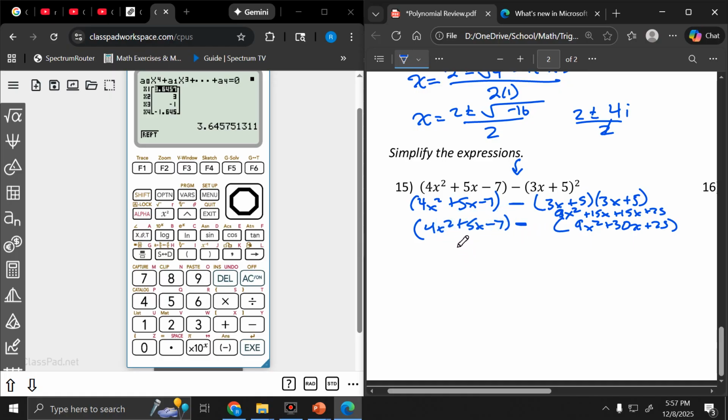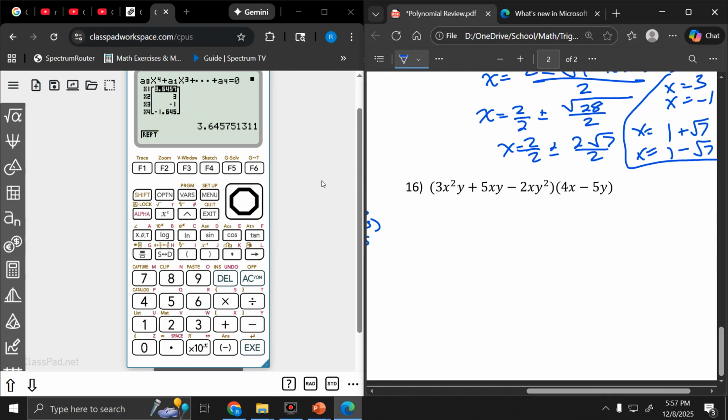Now I distribute that negative. There's nothing to distribute here, so the parentheses go away. Distribute this negative, minus 9x squared, minus 30x, and then minus 25. Combine, negative 5x squared, 5 minus 30, minus 25x, and then negative 7 minus 25, negative 32. All right, that's number 15.